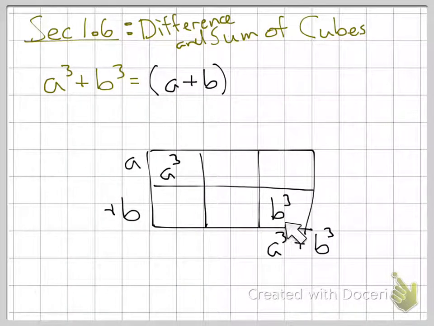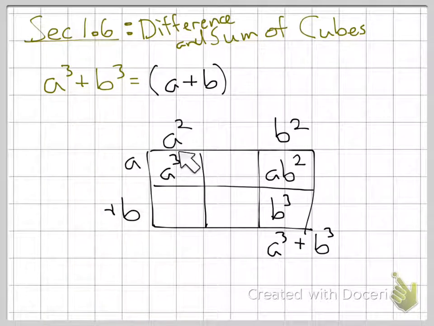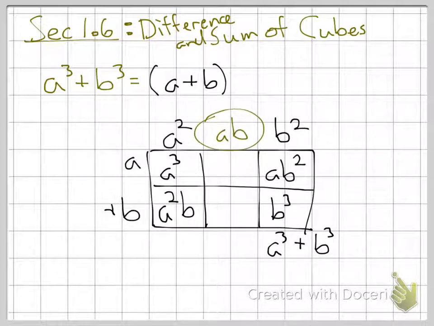So if this is b cubed, what is this? What would we go here then? a b squared? All right. What do you think goes here? What would go here? I mean a squared b? Now, I heard ab. We want ab to go here. Does it fit though?